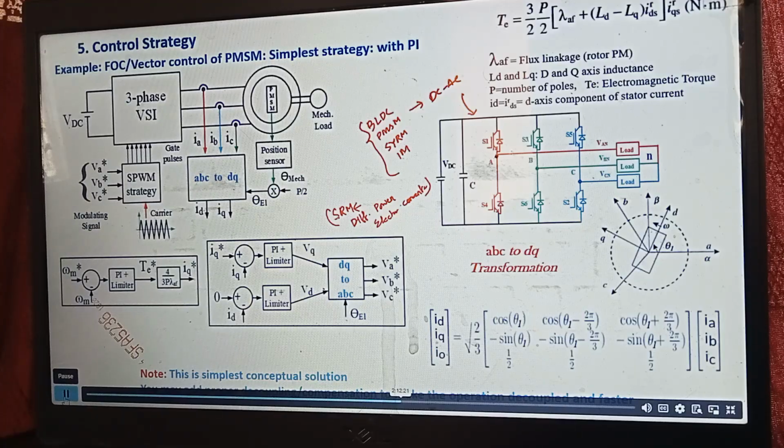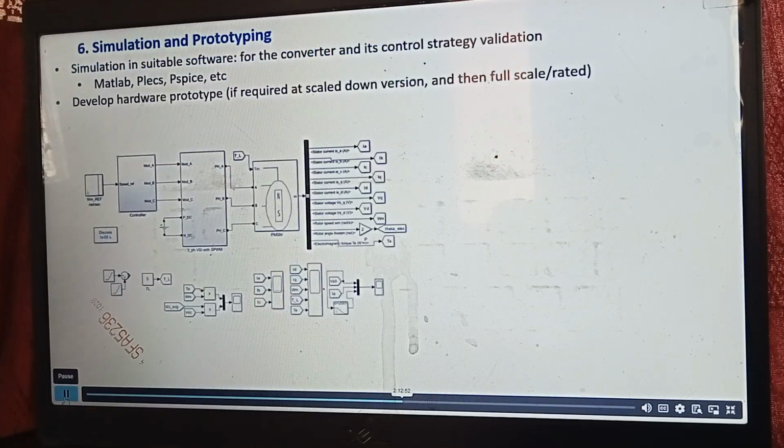Okay. Now, once you know which motor you are going to use, you decide the speed control strategy. Typically for PMSM, SynRM, these things, we generally use some or other form of field-oriented control. Whereas for BLDC, we use trapezoidal control. These are the common choices. Once you have decided the control strategy, what generally we do, we first do the simulation study.